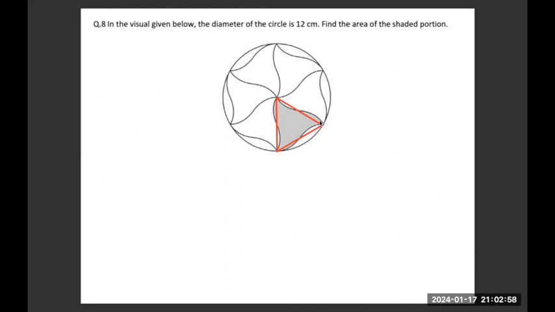Why is that so? Because the difference here gets taken care of by this. Likewise here and here, and likewise here and here. So eventually the area of the red triangle is equal to the area of the gray shaded part. I know the diameter is 12, which means this edge is the side, 6 centimeters. I know the side is 6 centimeters. The shape is an equilateral triangle. The area of an equilateral triangle is √3/4 a square, I think. √3/4 a square.